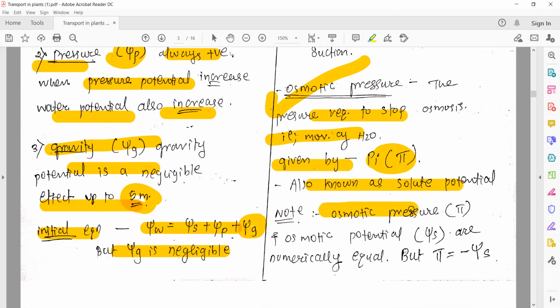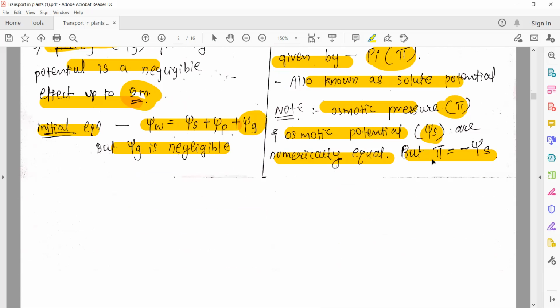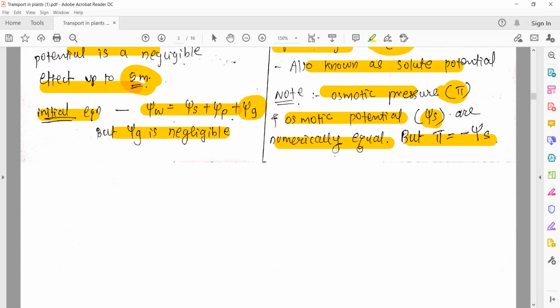Now see, osmotic pressure pi and osmotic potential psi s are numerically equal, but pi is always negative to the solute potential. I will explain this, try to understand. Always the pi value will be considered as positive and the solute potential or osmotic potential value will be considered as negative. Therefore the equation can be written as pi is equal to the negative of the solute potential, or you can say osmotic potential. Understood from here? But numerically they are equal. Let's move ahead.